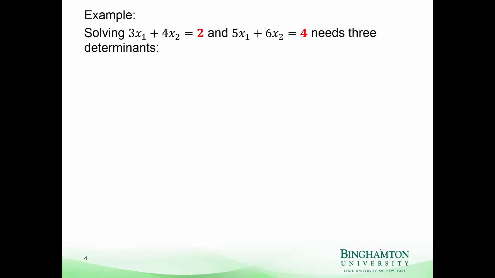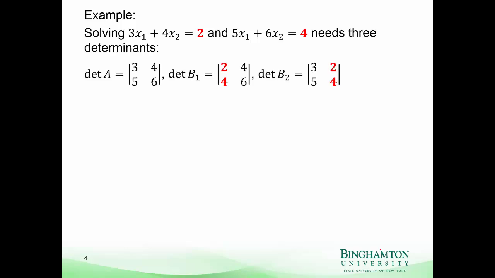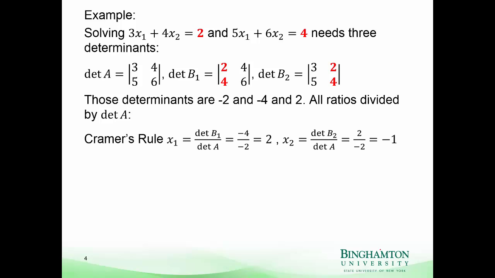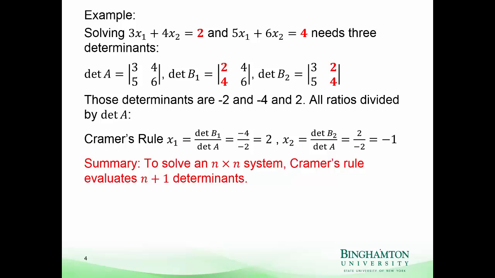Here's an example, a simple 2 by 2 matrix. To solve this, we would have to compute 3 different determinants. We need the determinant of A and then one determinant for each of the variables. But remember, if we only wanted to solve for one of the variables, we could eliminate one of these determinants. So you figure out what those determinants are, form the ratios, and there are your 2 solutions for this.